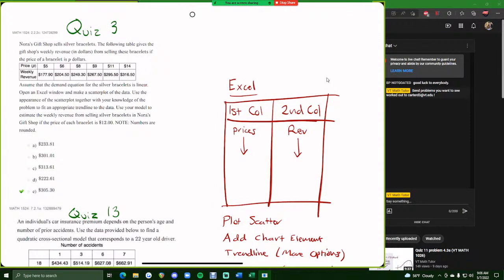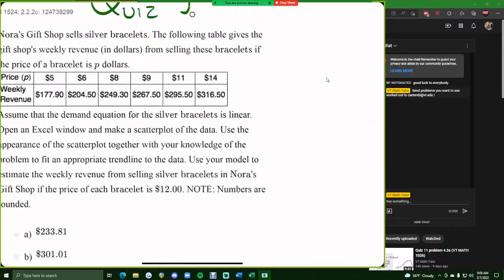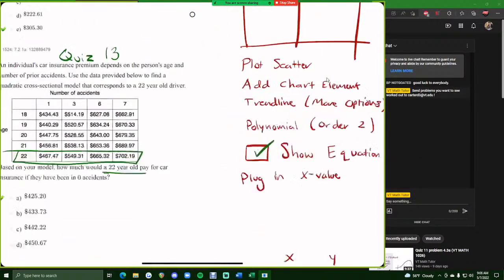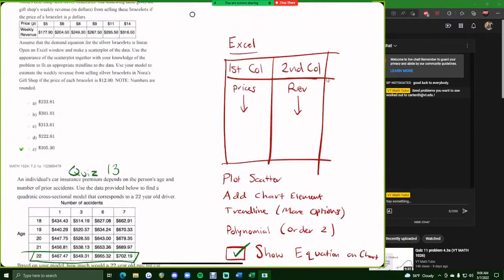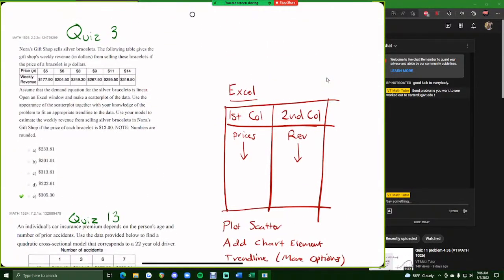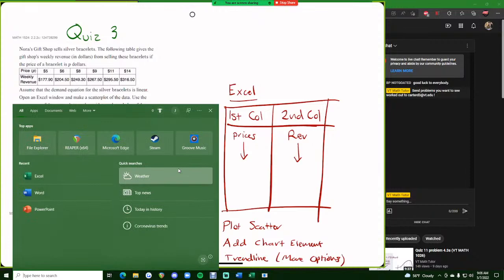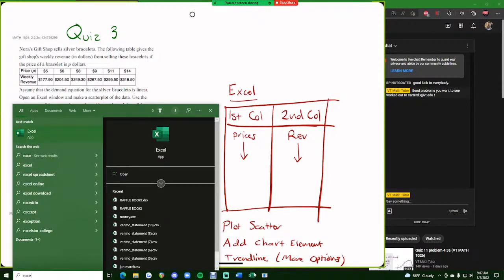The rest of these are just problems I've picked out that I think are pretty important, that I could likely see on the exam. So we're just going to jump into these. This is a version from quiz 3, and this is a version from quiz 13. And these problems have pretty much the same exact process. So I'm going to open up Excel. Oh, I think I actually have it open already.